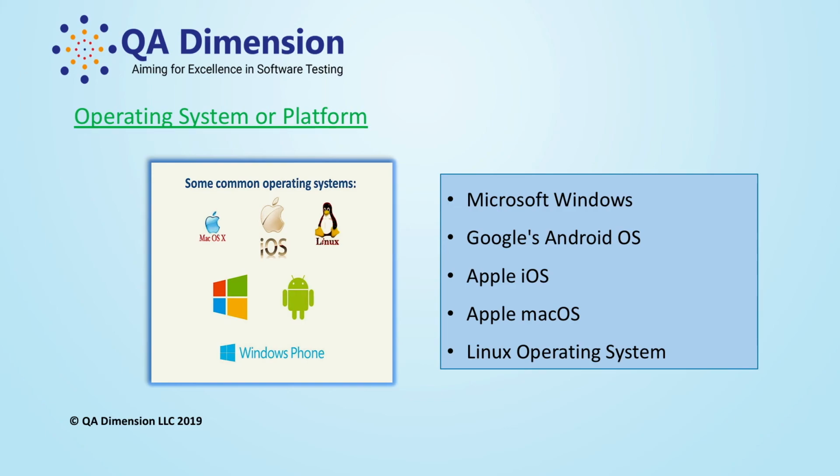There are a number of operating systems in the market. Here we're going to talk about the first 5 commonly used operating systems. They are Microsoft Windows, Google Android operating system, Apple iOS, Mac OS, and Linux operating system. Apart from that, there are others out there, but those 5 are the most commonly used.